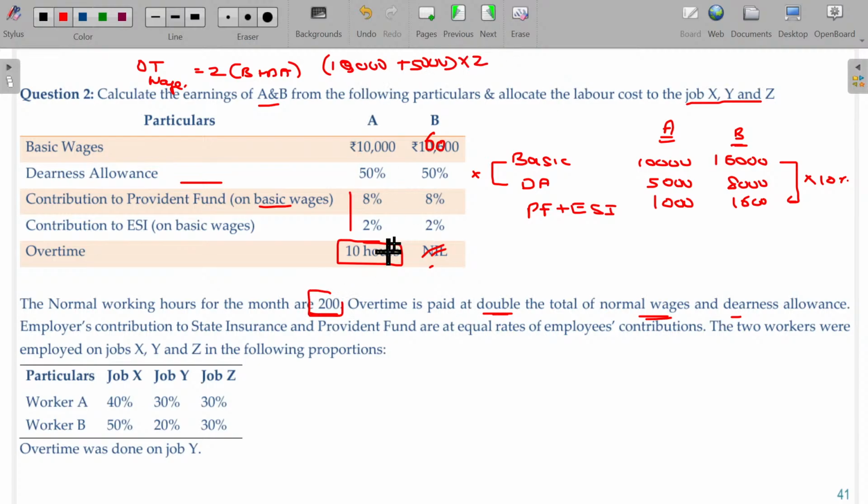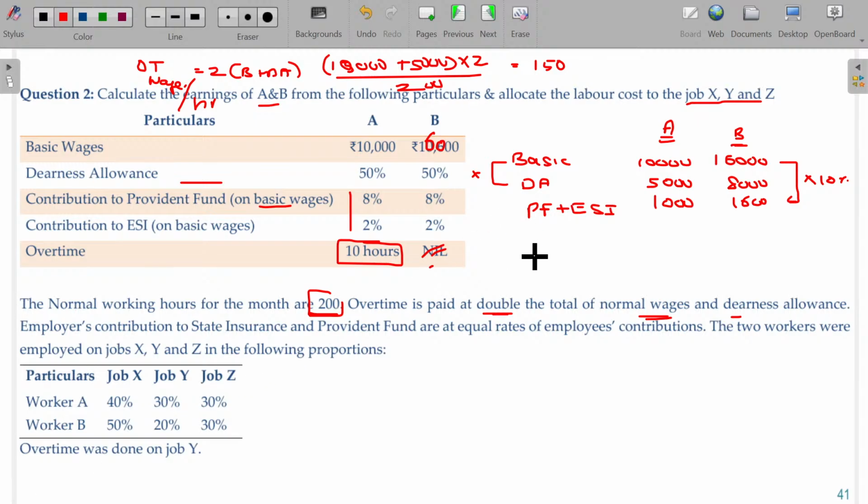The month consisted of 200 hours, so divide this by 200 to find out the overtime wages per hour. How much is that? Is it 150? 150 is the overtime wages per hour. 10,000 plus 5,000, 15,000, 2 times will be payable for the entire monthly working. The number of hours worked in the month being 200, so divide the entire 30,000 by 200, so 150 will be the overtime wages.